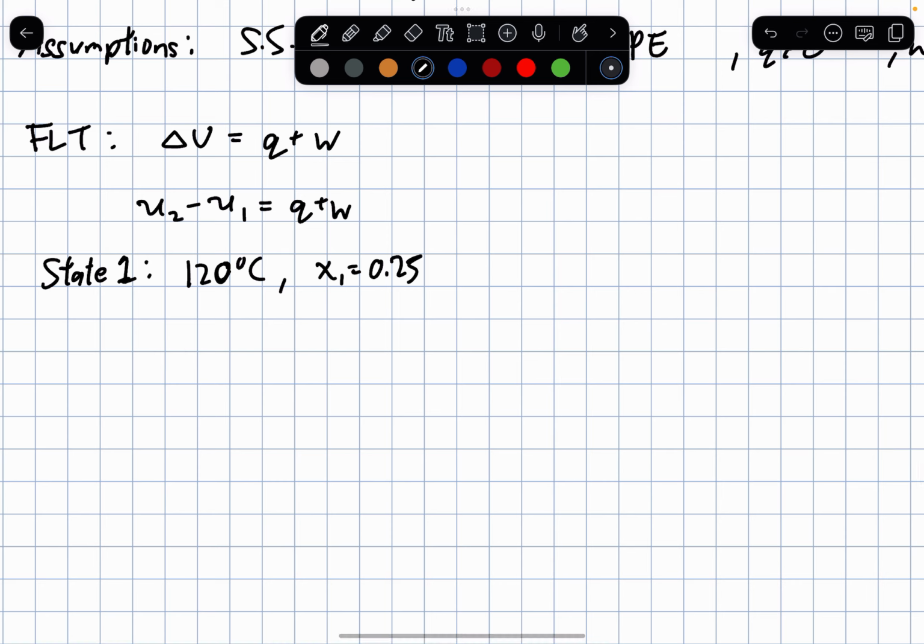So, saturated liquid, let me write the formula first. V1, so state 1, equals V1L plus X sub 1 times quantity V1V minus V1L.